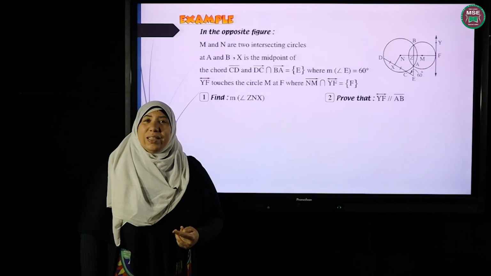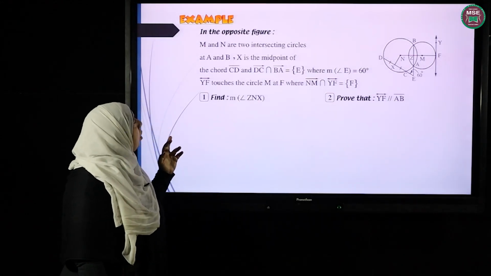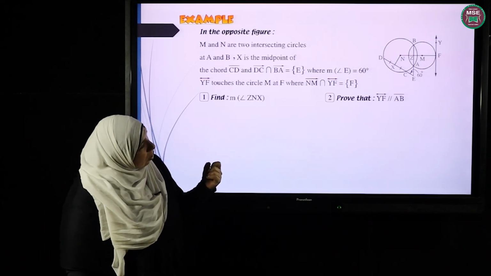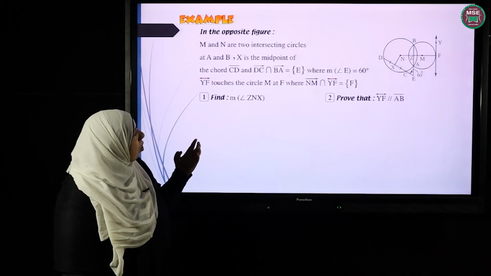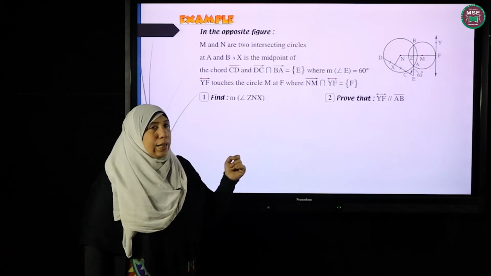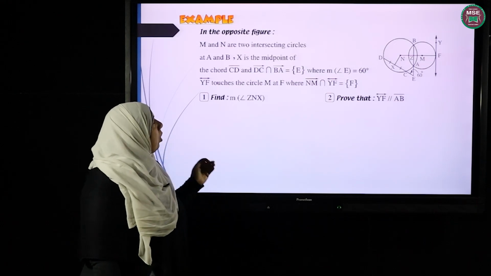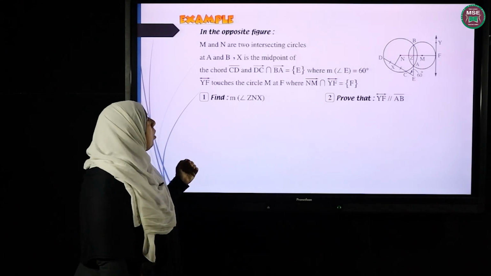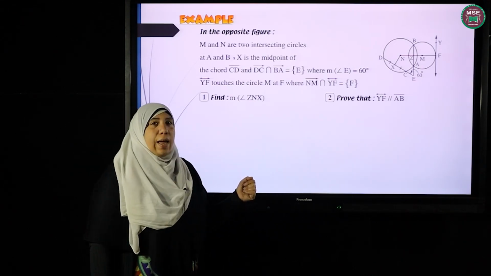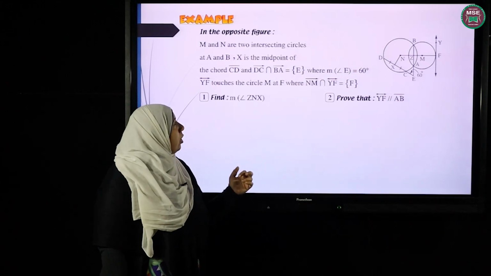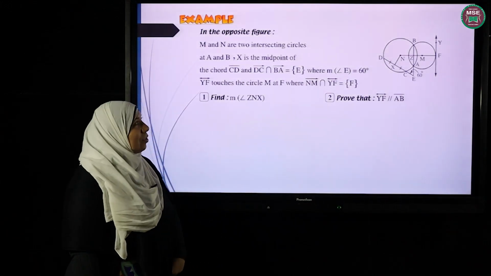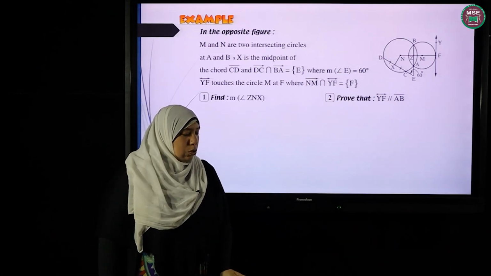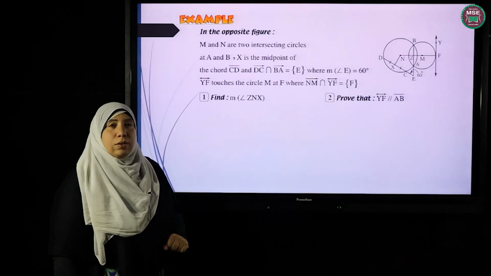For example, if I have two intersecting circles like these, M and N intersect at A and B. X is a midpoint of the chord CD. The intersection between DC and BA is E. Measure of angle E equals 60. YF touches the circle M. Find the measure of angle ZNX, this angle. So I have here a lot of givens.